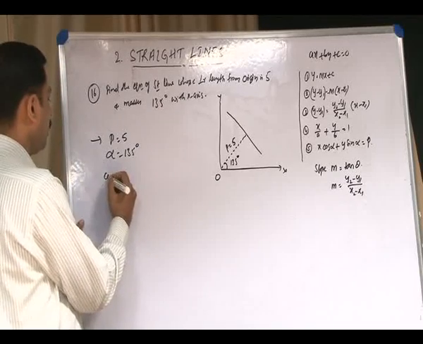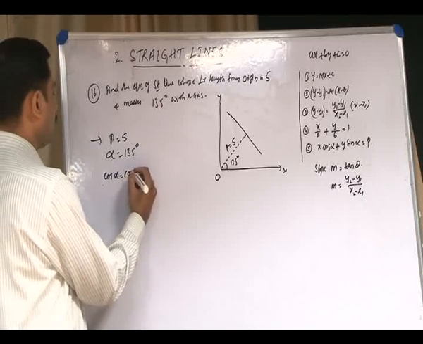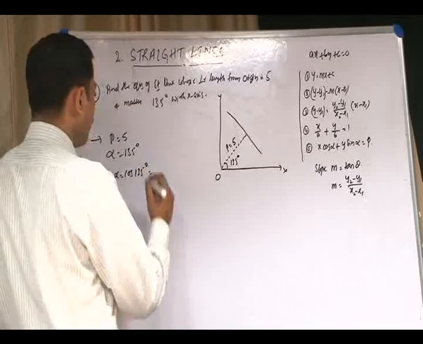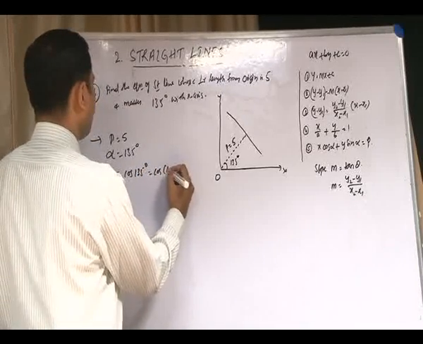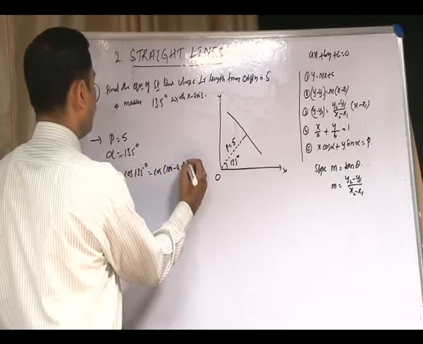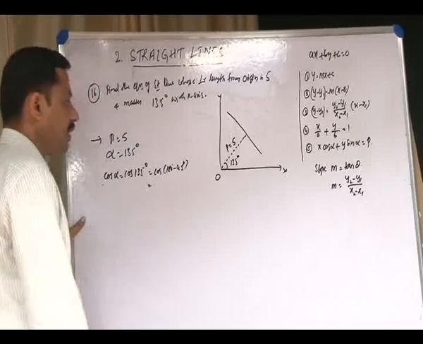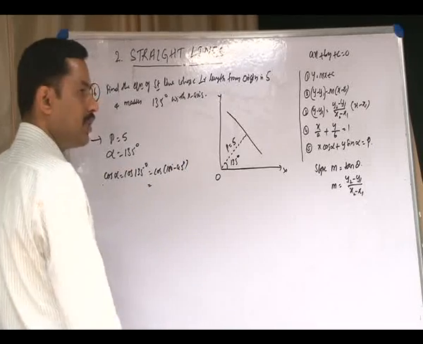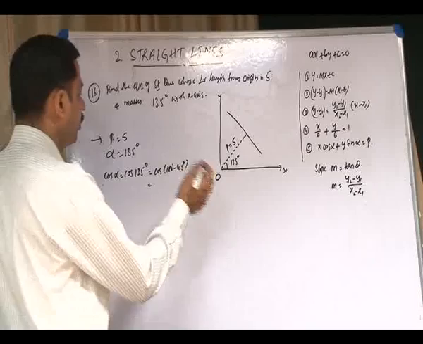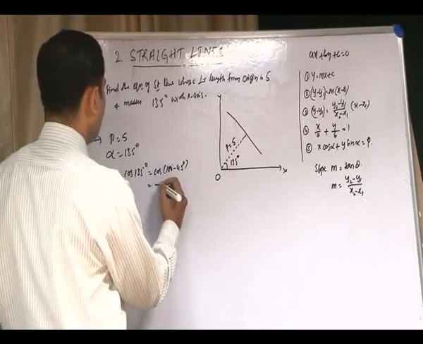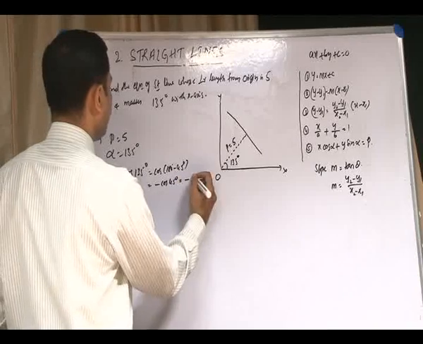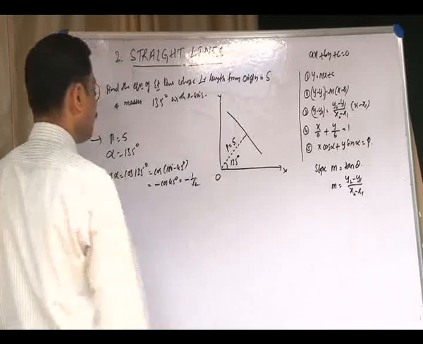Before that, cos alpha is equal to cos 135 degrees. The value of cos 135 degrees can be written as cos of 180 minus 45. So, 180 minus 45 is 135. 180 minus theta comes in the second quadrant. In the second quadrant, according to the ASTC rule, cos is negative. You get minus cos 45, so minus cos 45 value is 1 by root 2.